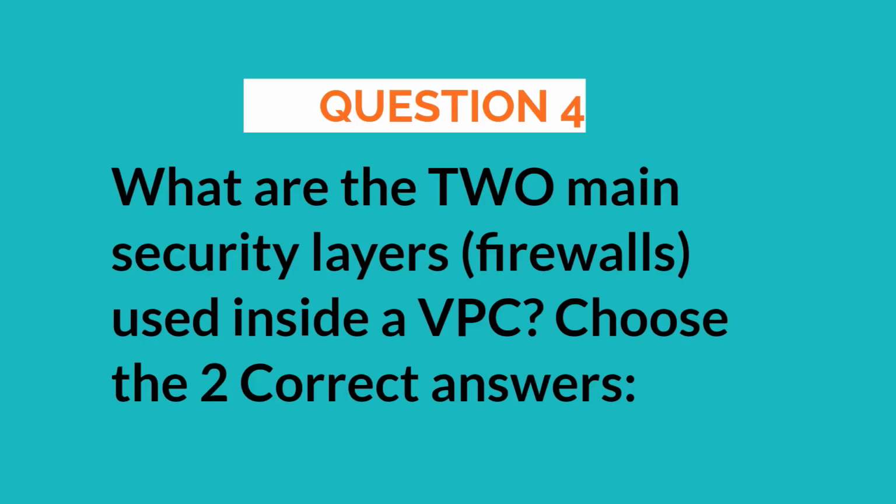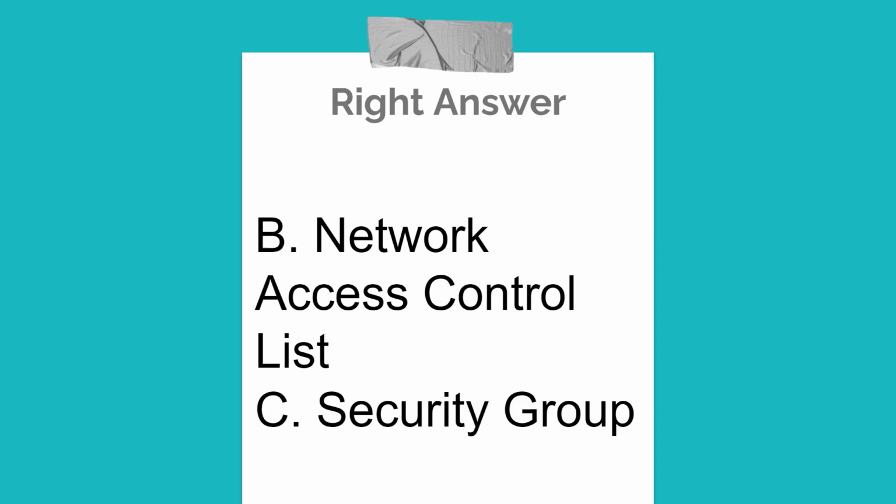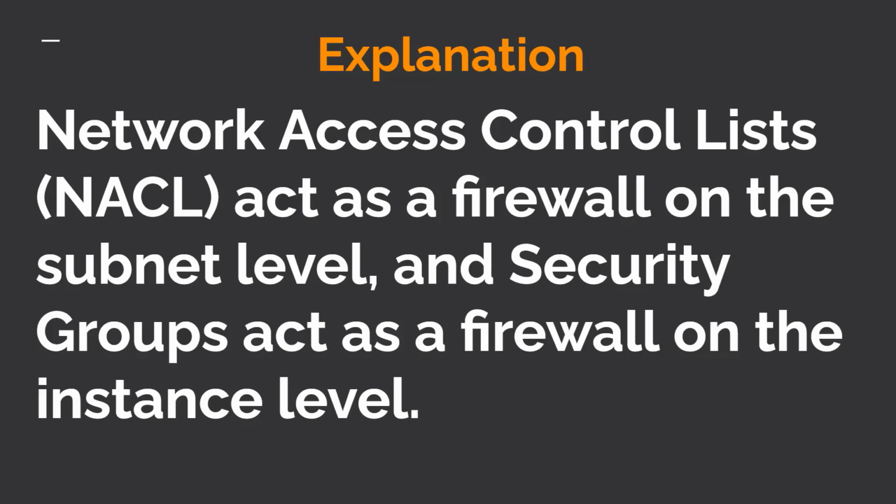Question 4. What are the TWO main security layers, firewalls, used inside a VPC? Choose the 2 correct answers. Option A. Net Protect. B. Network Access Control List. C. Security Group. D. Security Lists. Right answer is B. Network Access Control List. C. Security Group. Explanation. Network Access Control Lists (NACL) act as a firewall on the subnet level, and security groups act as a firewall on the instance level.